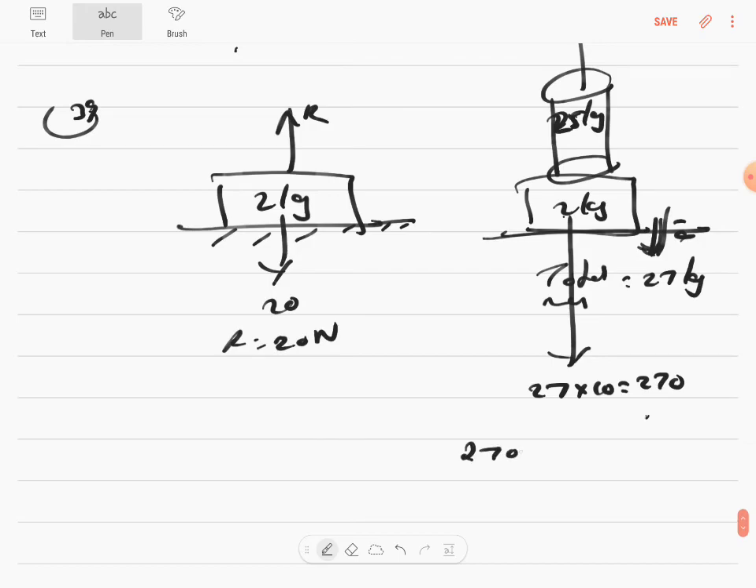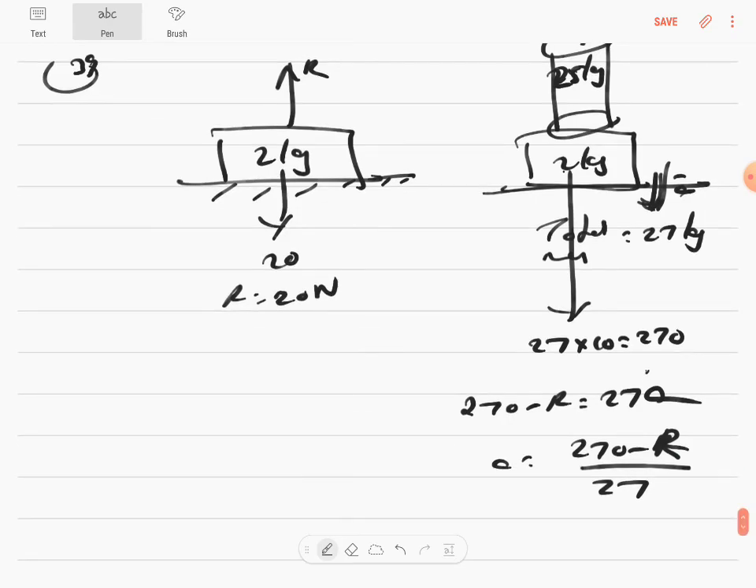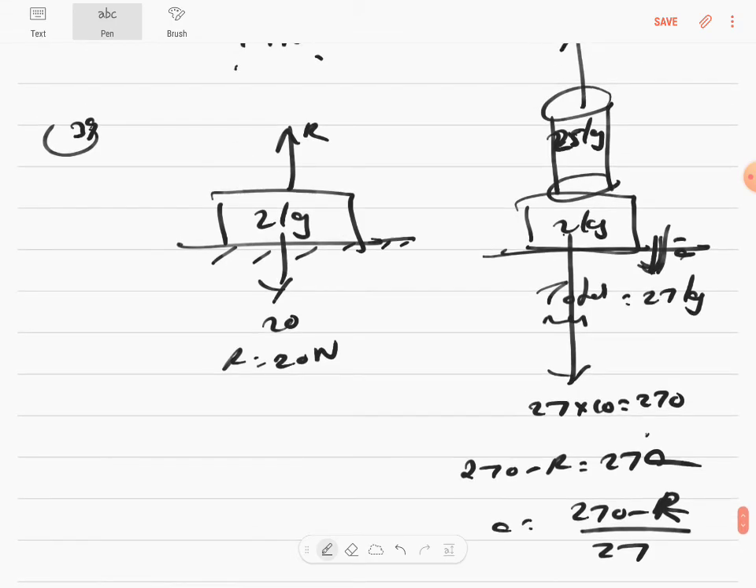Yes. 270 minus R is equal to 27 into a. The total 27 into acceleration. So if you want to find a, it's 270 minus R by 27. What is your normal reaction? The normal reaction 20 newtons. Yeah, right. But with the block placed here, the normal reaction will also be more, wouldn't it be 270? What am I saying?